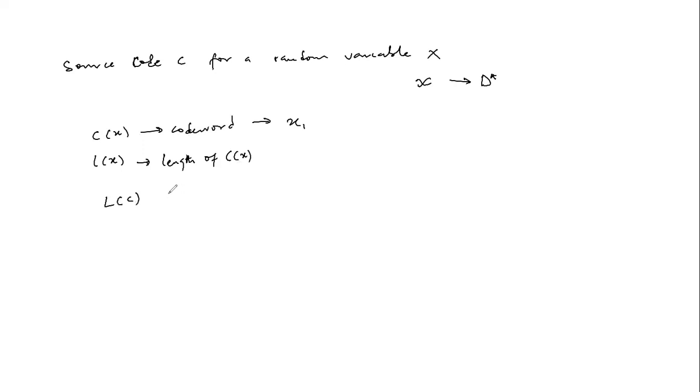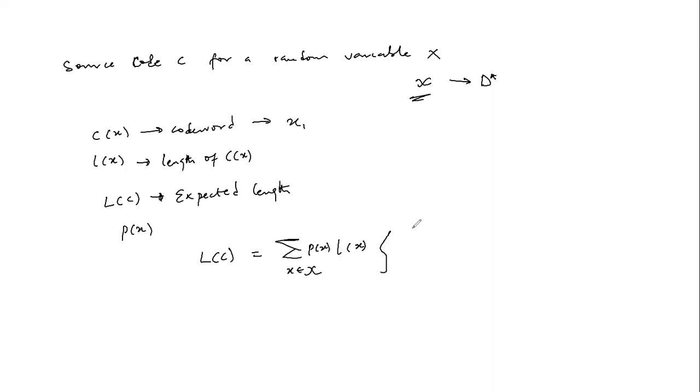then the expected length L of C, meaning the average length, of the source code C of X for a random variable X with probability distribution function P of X can therefore be given as L of C being the expected value of the length of the code for X being an element of X, right? So in this case, L of X is the length of the code word associated with X.